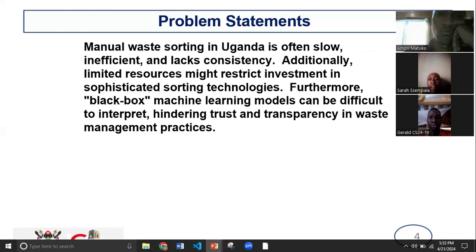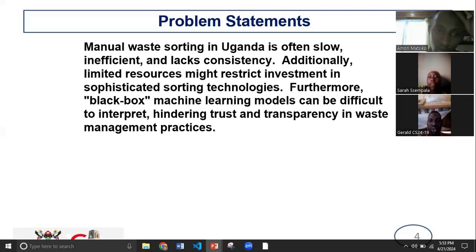We also came up with problem statements. Manual waste sorting in Uganda is often slow, inefficient, and lacks consistency. Additionally, limited resources might resist investment in sophisticated sorting technologies. Furthermore, black box machine learning models can be difficult to implement, hindering trust and transparency in waste management practices.